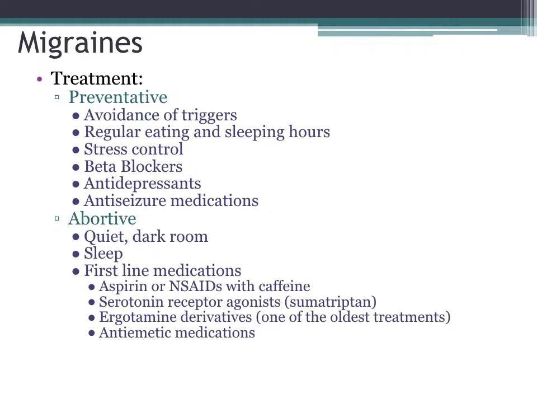Stress control is important because usually what people will say is 2 or 3 of these things all hit at the same time. And because they're all hitting at the same time, that seems to trigger their migraines. So if they've been eating a little irregularly, their sleep has been off a little bit, and they're stressed, they may find that they're getting migraines during those times. One of the other preventative things that they can give are beta blockers.